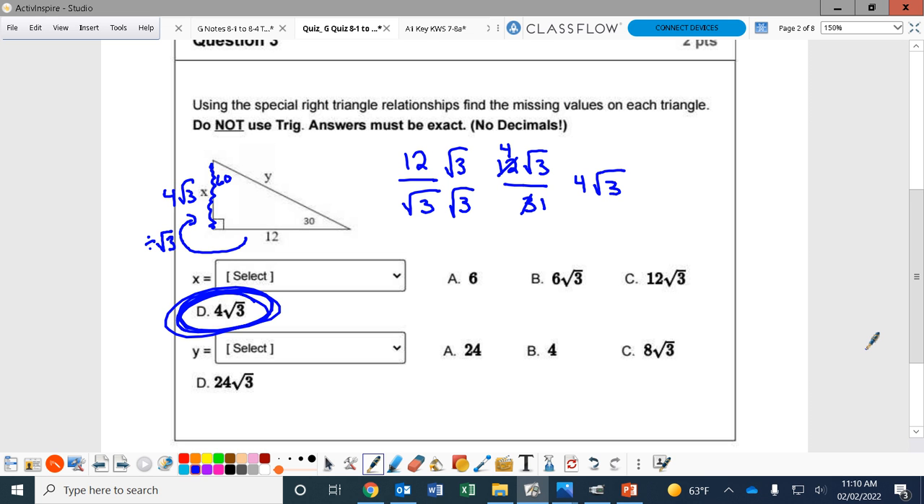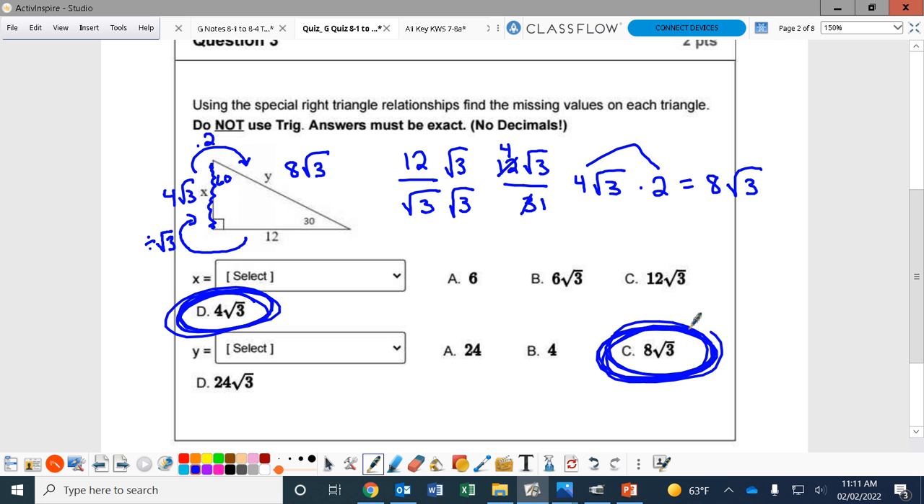To go from our short leg to the hypotenuse, we are going to multiply by our magic number of 2. When we multiply by that 2, that's going to make it times 2. Guys, you just multiply the outside numbers. That makes it 8 square roots of 3. 8 square roots of 3, C. Questions, concerns, anything about it?